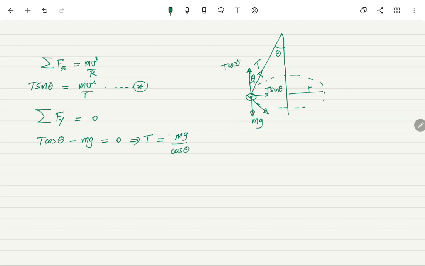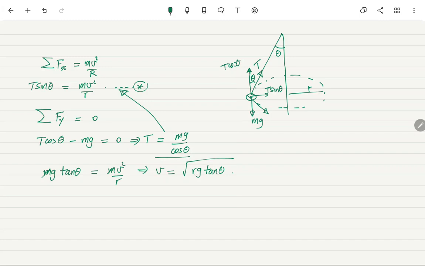If we plug this result back in this equation here, we will see that mg tan theta equal to mv square over r. Mass with mass cancels, and v in this case equal to square root of r g tan theta. So the speed v equal to the square root of rg tan theta.